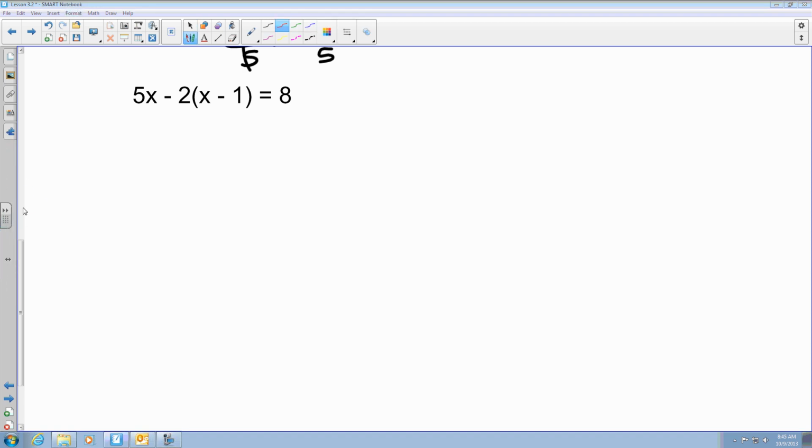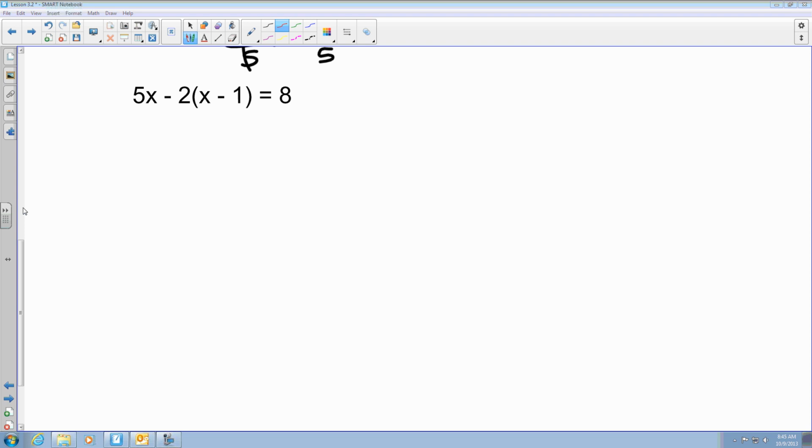This one is 5x minus 2 times the quantity of x minus 1 equals 8. So we have parentheses this time. So we have to eliminate that by using the distributive property.